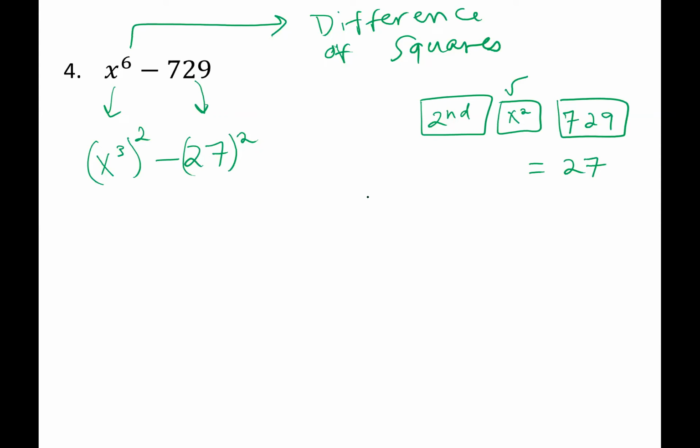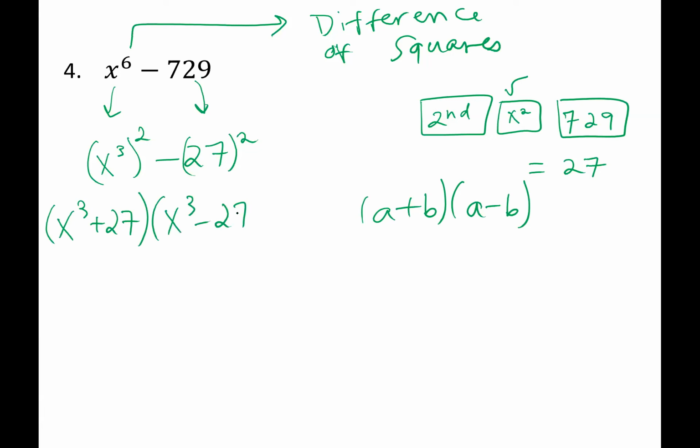That's going to be a plus b, a minus b. So based on this setup, it's going to be x to the 3rd plus 27, and then x to the 3rd minus 27. Okay, are we done? Can you guess? No, we're not done. There's more.